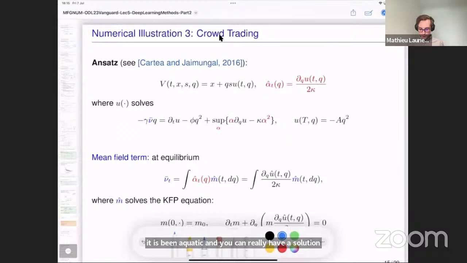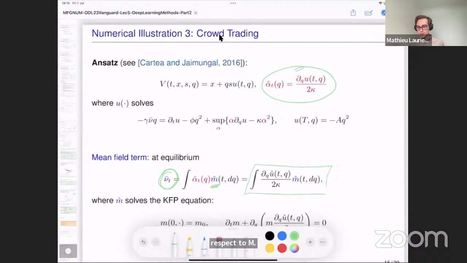Then you go back to your price impact model and you say, well, I need nu bar, which is the average action. So the optimal control for one player will be given by the derivative of the value function. I integrate with respect to m, and so I get this term for nu bar, which is going to impact the price, right? And nu bar appears here in your HJB equation.